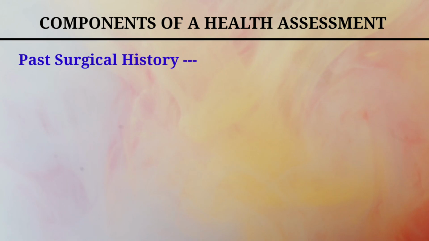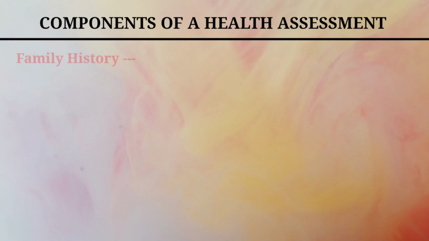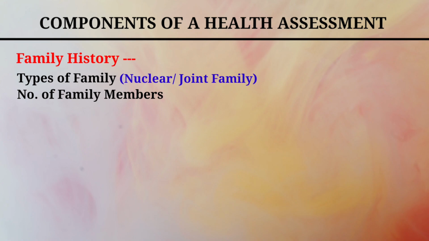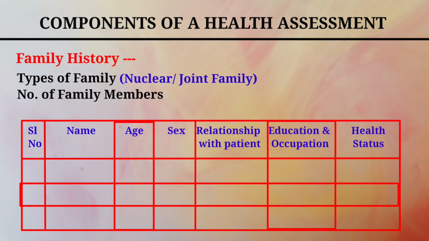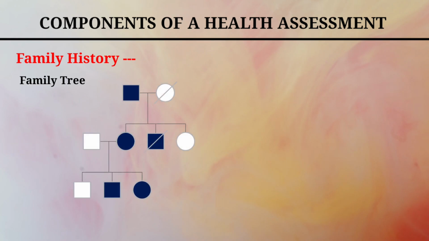Next, past surgical history. If the client has any history of surgery in the past, almost 6 months to 1 year ago, mention it in the format, and if no history is present, you must write no significant history present. Next, family history, which includes type of family, that means nuclear family or joint family, number of family members, etc. After that, there is a table in which you have to write name of the family member, age, sex, relationship with the patient, education and occupation, health status, etc. After filling up this table, you must draw a family tree.